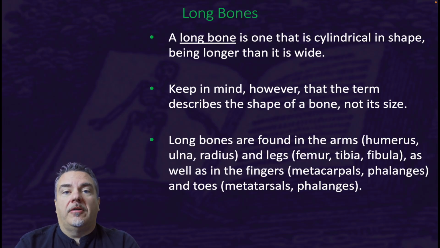Long bones are found in the arms, humerus, ulna, and radius, and legs, femur, tibia, and fibula, as well as in the fingers, metacarpals, phalanges, and toes, metatarsals, and phalanges.